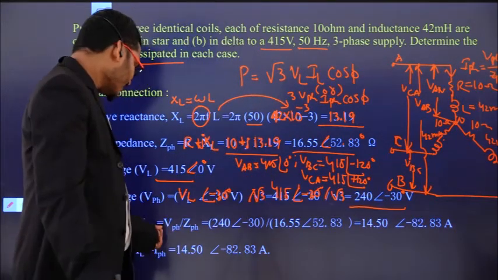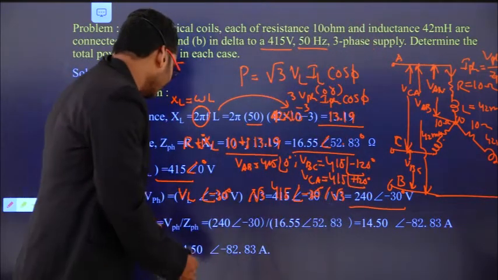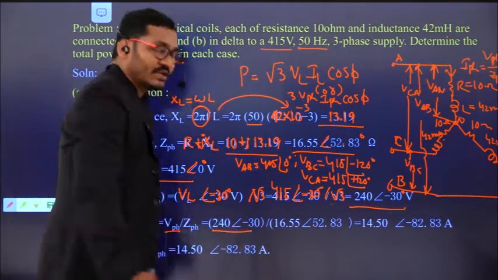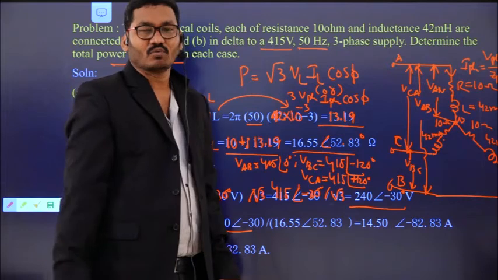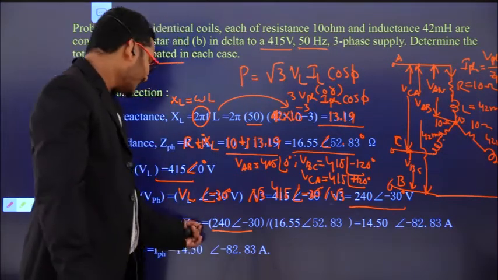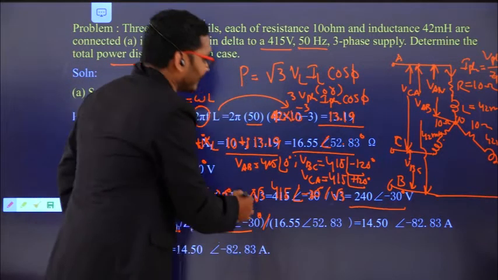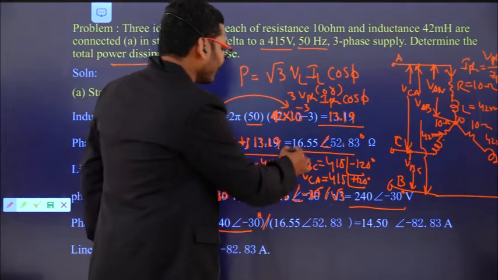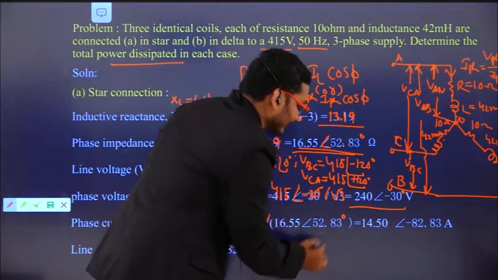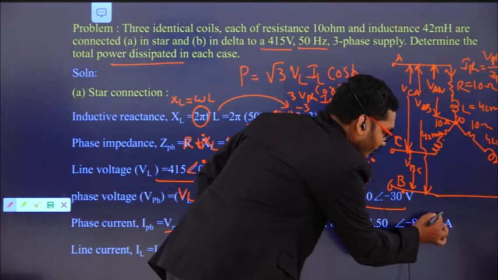I phase, we already know, equals V phase by Z phase. Only consider V phase. For a balanced supply, if you consider one phase, the remaining phases are the same in magnitude. That's why I have considered only one phase. V phase equals 240 at an angle minus 30 degrees, by the impedance we already found, in polar form 16.55 at 52.83 degrees. After simplification you will get 14.50 at an angle minus 82.83 degrees.